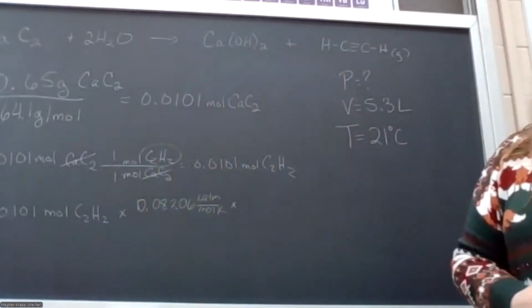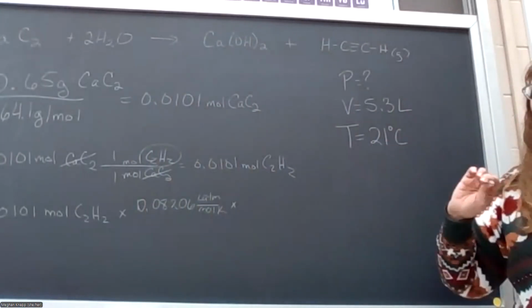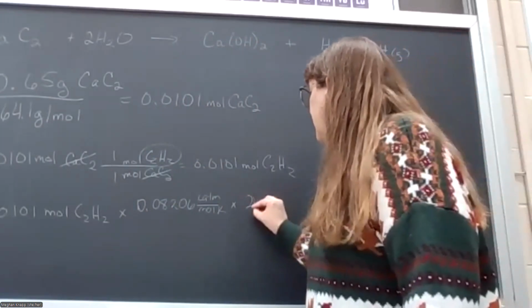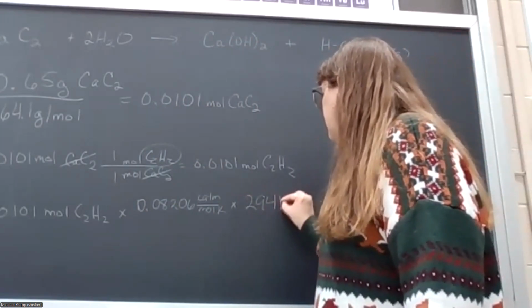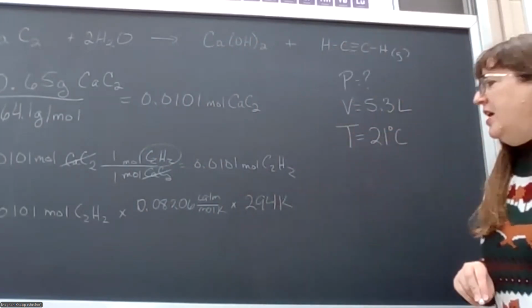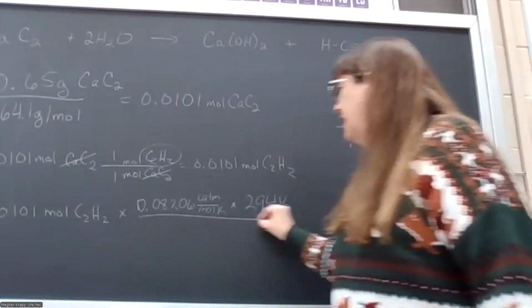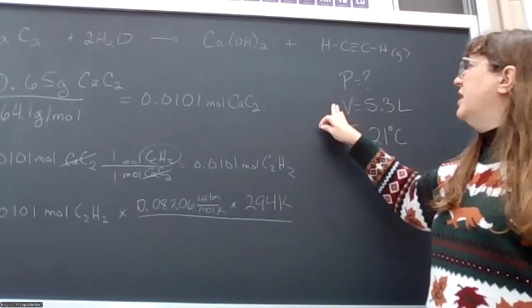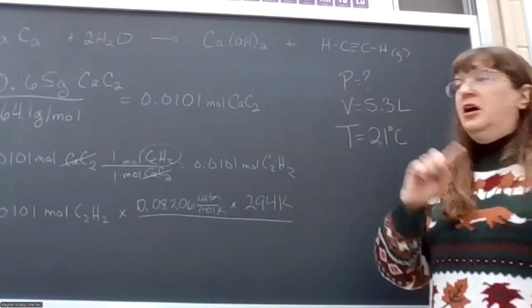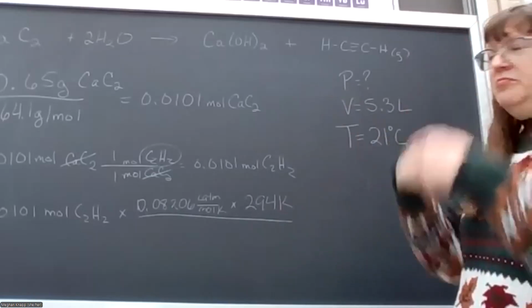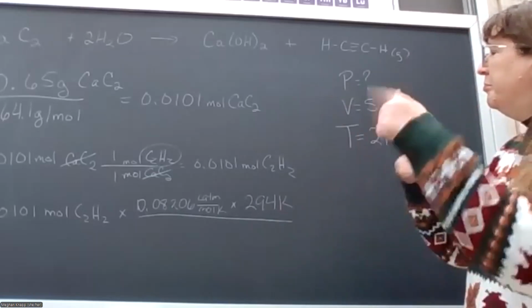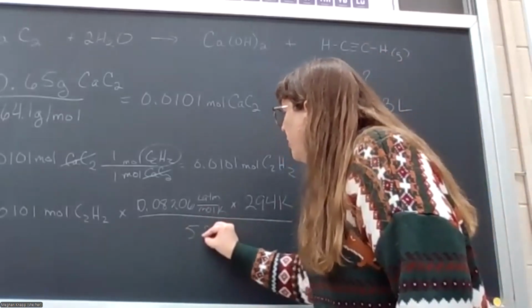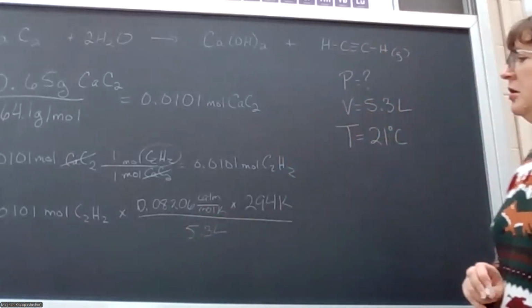What T am I going to put in? I'm going to put in 21. Going to change it to Kelvin. So 294 Kelvin. And then we're going to divide by, instead of pressure, which is on the paper, we're going to divide by the volume, because rearranging the equation works out that way. So we're going to have 5.3 liters on the bottom.